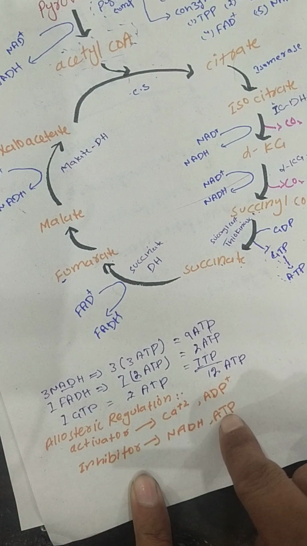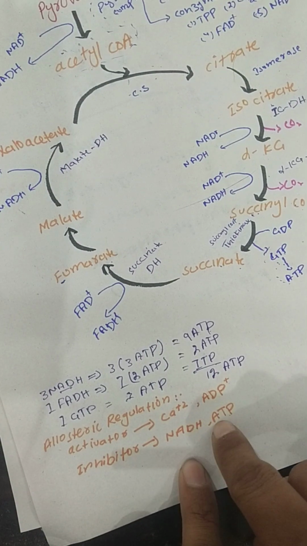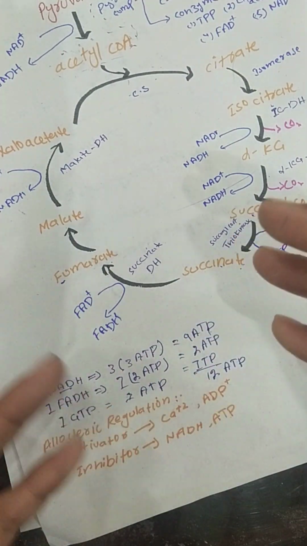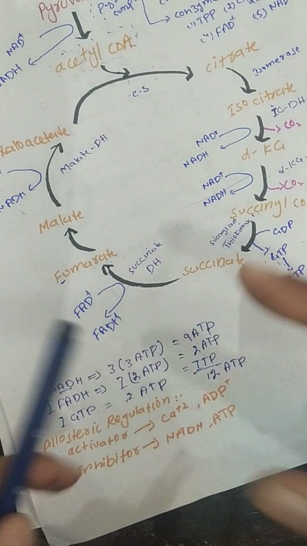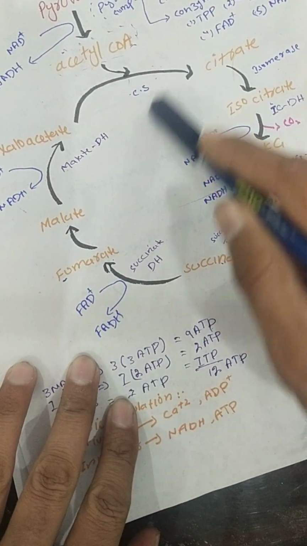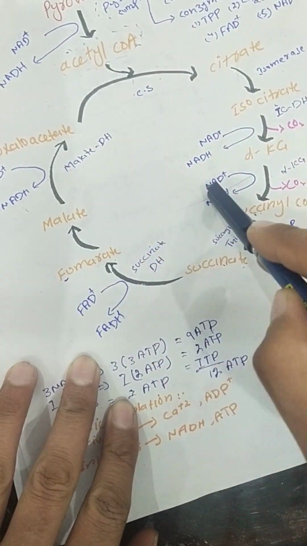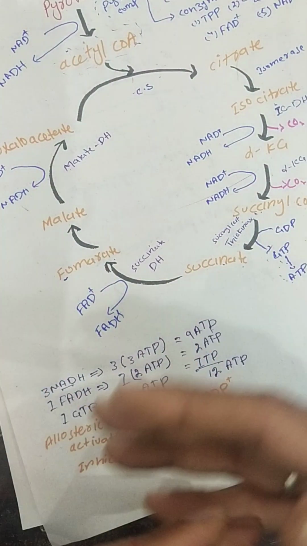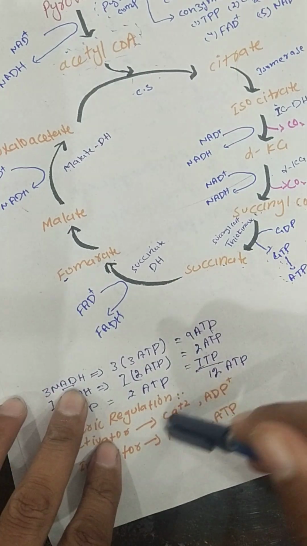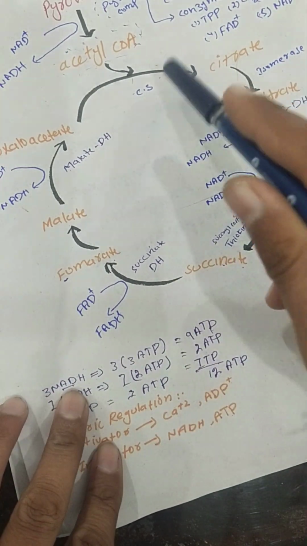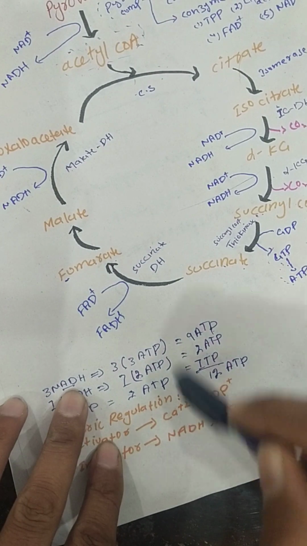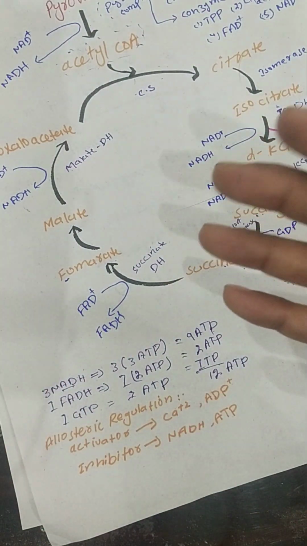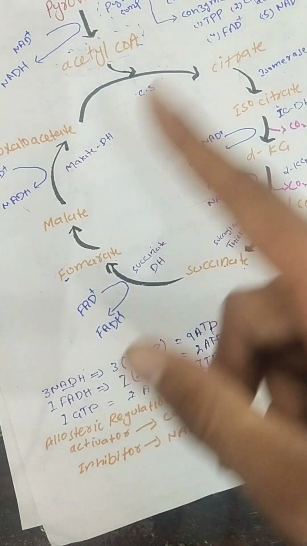And the inhibitors: look, when we already have NADH or ATP, we don't need any more NADH and ATP, because we have a lot of NADH and ATP. So our body tries that this reaction should not occur. Why? Because we already have NADH and ATP, we don't need any more. So these two things cause this reaction not to occur. Okay, because this reaction is done because we need ATP and NADH. If these are already present, they will block this reaction.